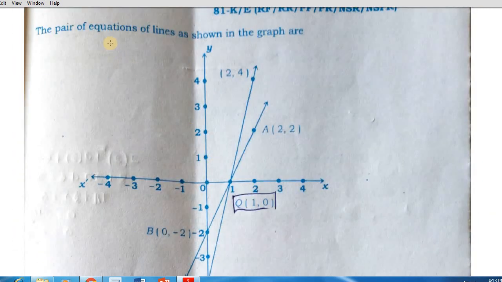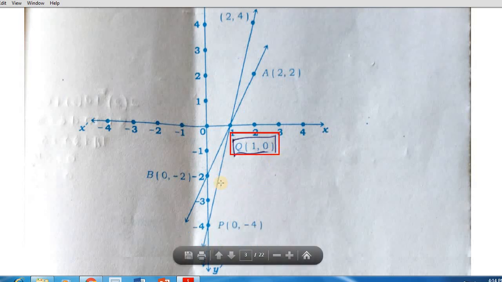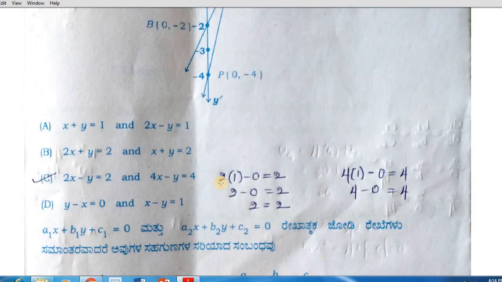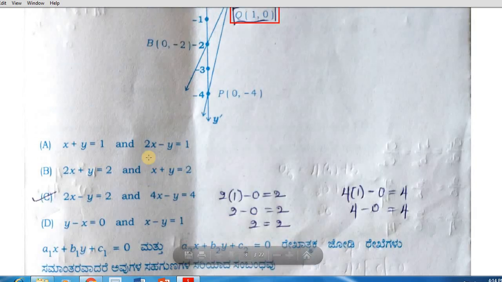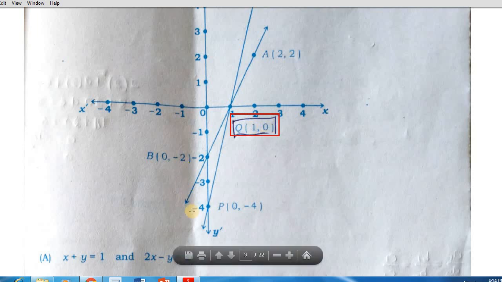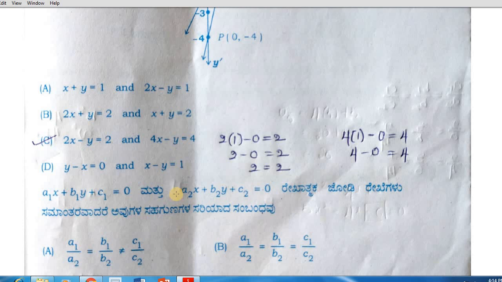Next question, children. The pair of equations of lines as shown in the graph are? As you observe this graph, there are two lines and both the lines are intersecting at this point. So this coordinate they have given, 1, 0. Now you want to check this is the solution for which pair of lines. So for that, the values we have got here are 1, 0, I mean x value is 1 and y value 0. You want to put it in the equations and check whether it will be verified or not. So here the right answer is option C, children.